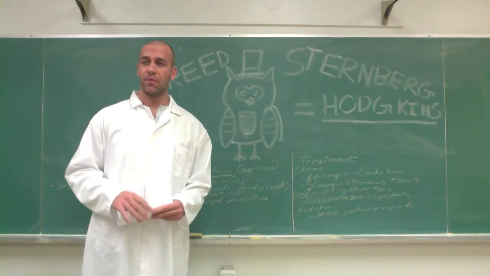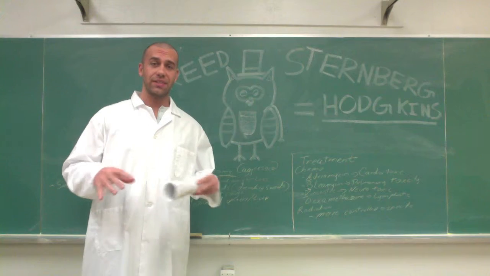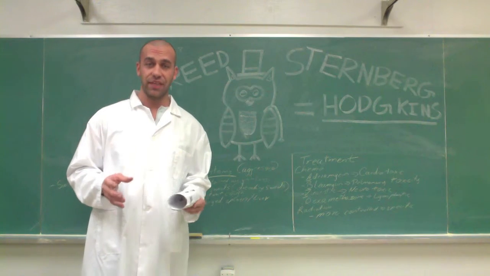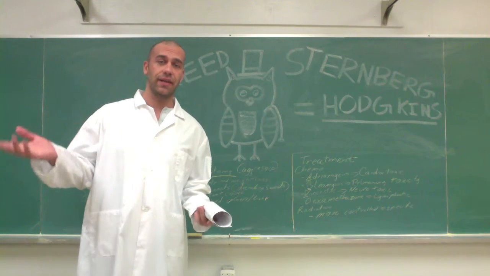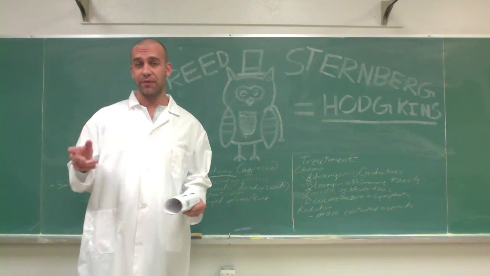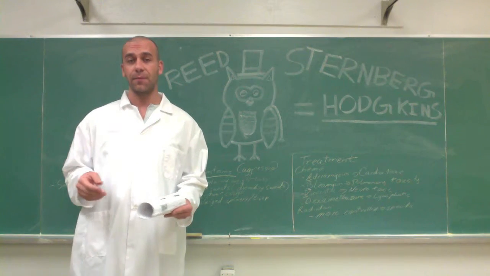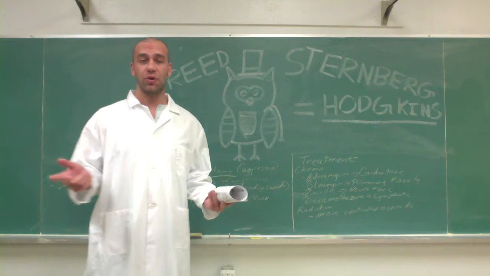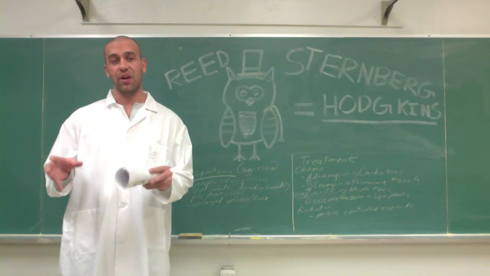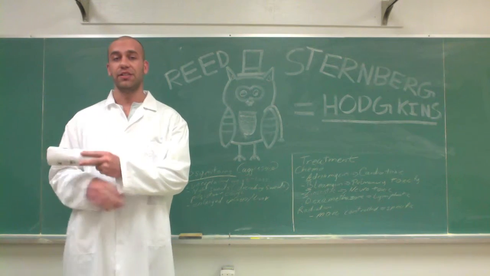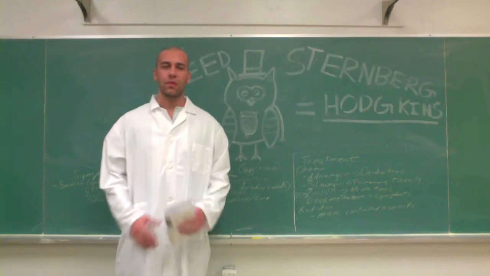Basically what happens inside of the Reed-Sternberg cell is that NF-kB, which stands for nuclear factor kappa B, gets a little bit out of hand and loses control. It's unable to just cause inflammation sometimes, and it just causes inflammation all the time.